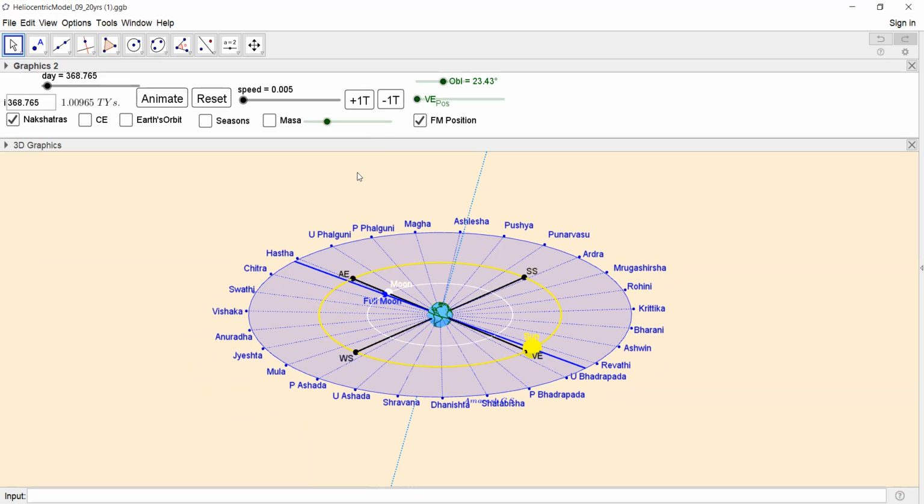That's fine. Notice the position of the full moon. It's no longer near Nakshatra Chitra, but rather it is close to Nakshatra Hasta. So we will still call it the lunar month of Chaitra, and that's reasonably fine.